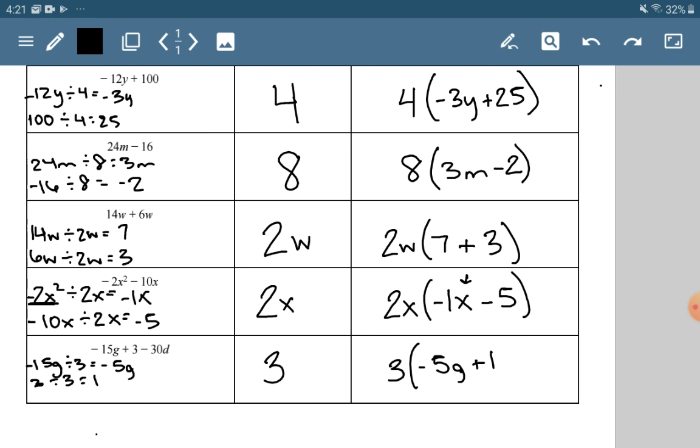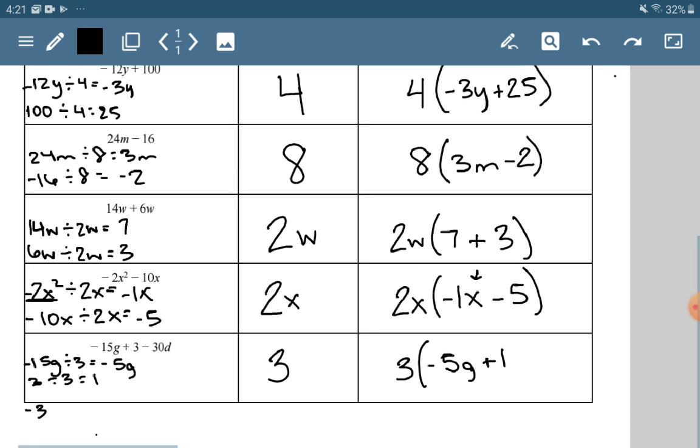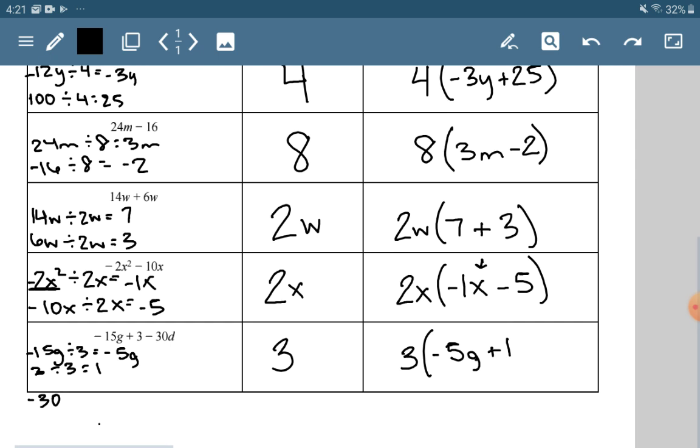And my last term is a minus 30d, or a negative 30d. And I can divide that by positive 3 as well. Negative 30 divided by positive 3 is negative 10. And again, I'm not pulling a variable out, so the d stays with that term. So I'm literally going to write a minus 10d, and that is my new factored expression.